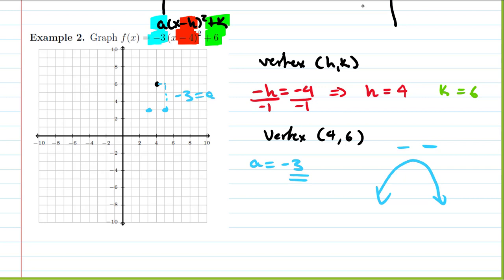which is a, and then I do the same thing, and then I connect my points, and that gives me my parabola. So the a value allows us to find 2 other points besides the vertex, and then we just draw a parabola that connects those 3 points.